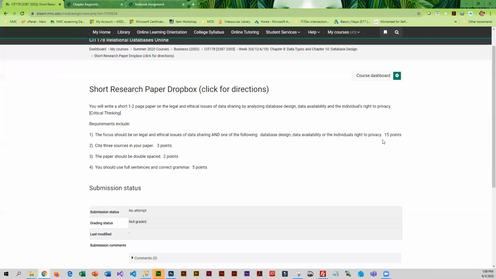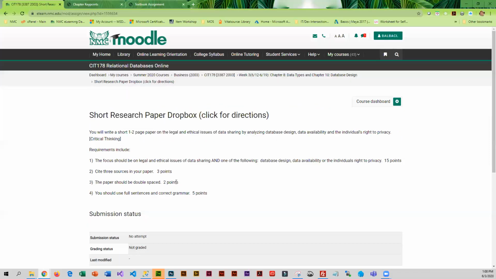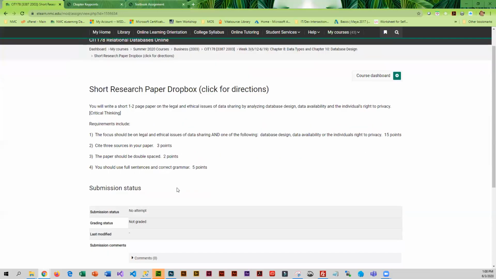And as you can see, it is worth quite a few points. We have, let's see, 25 points associated with this paper, so it is well worth doing. Okay. And if you run into problems or if you have questions about what the requirements are, let me know. But basically, as long as you are covering legal and ethical issues of data sharing and you've chosen either database design, data availability, or the individual's right to privacy as an area of focus, you should do fairly well on that paper.